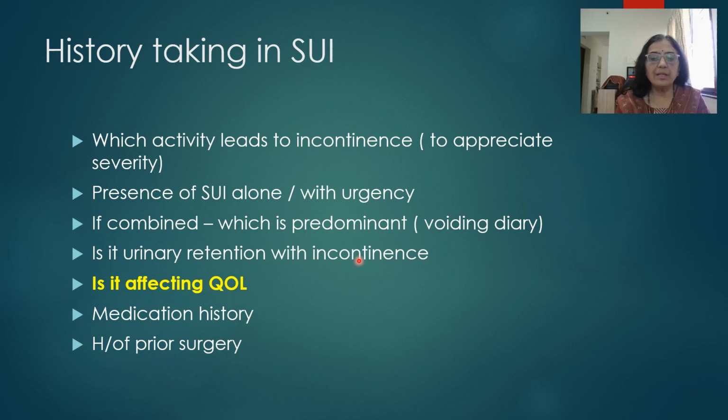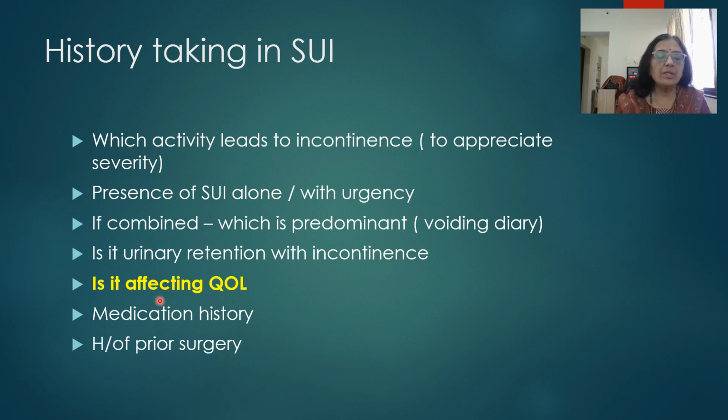So the patient can say that there is a difficulty in passage of urine, and she would fail to pass urine for, say, 12 hours or 24 hours, and then it is followed by involuntary passage of urine. That will give us an idea about the possibility of having a urinary retention with incontinence.